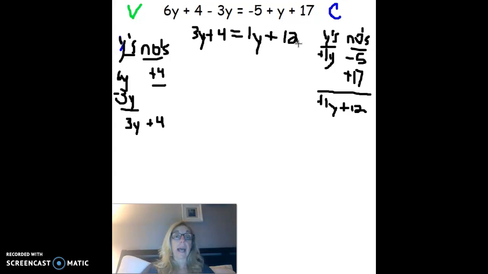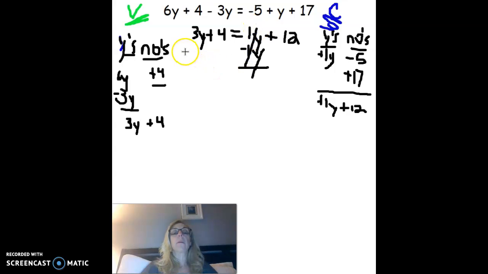Well, now it's time to collect my like terms once again. Collecting just means all my variables, I'm going to go ahead and change that color to green, are going to end up on this side, and all my constants are going to end up on the right side over here. So let's go ahead and start with my variables. Well, I have 3Y's over here, which is a great start, but I also have a 1Y on the right side. So in order to zero out that 1Y, I do the opposite, which is subtracting 1Y because it was positive to begin with.